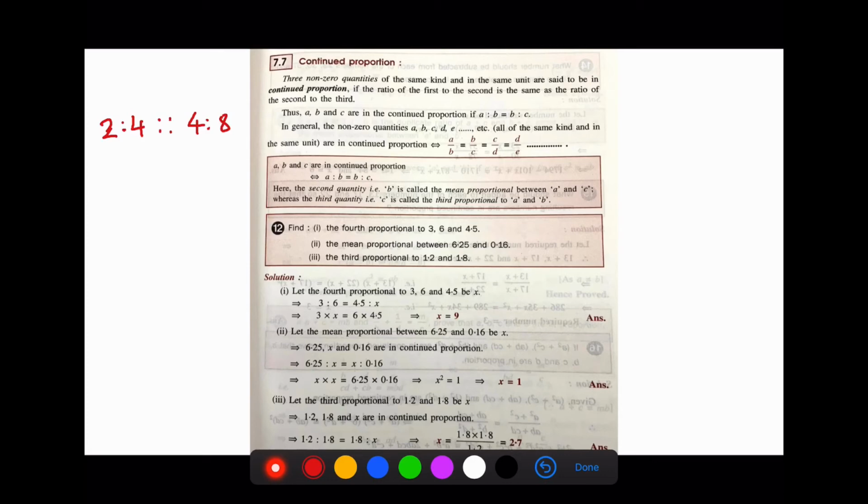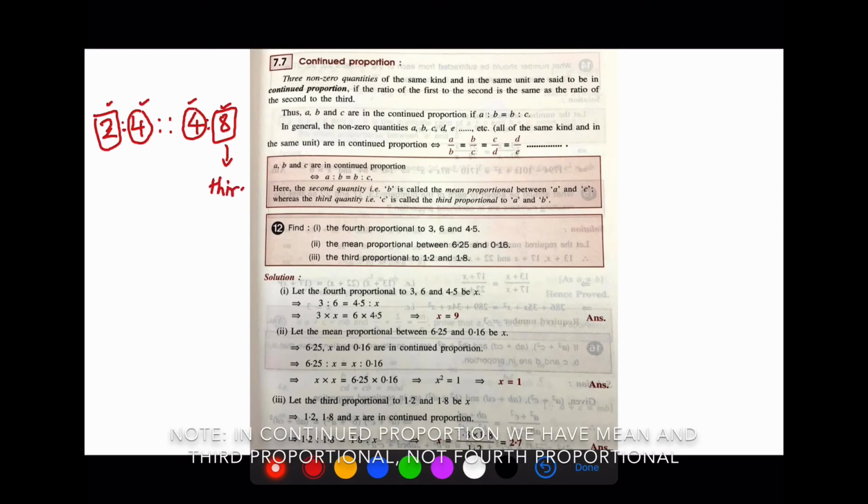And we see that there are three unique numbers. We have 2, 4 and 8. Now 4 is in the mean positions. 2 and 8 are my extremes, but 4 is the mean position. So here I say that the mean proportional is 4. We don't have a fourth proportional because we only have three unique numbers, 2, 4 and 8. So 8 will be my third proportional. And the number 4 is actually my mean proportional.